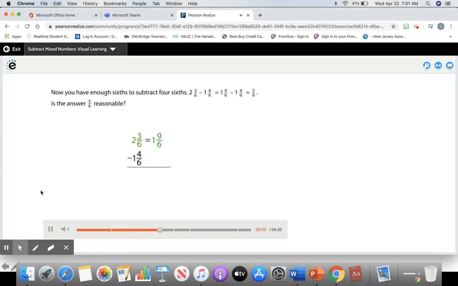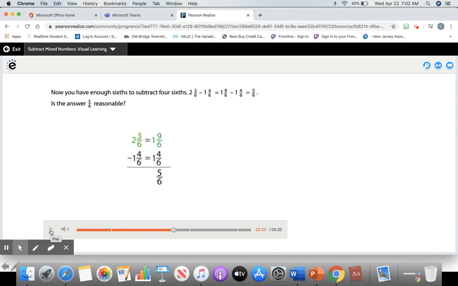Now you have enough sixths to subtract 4/6. 2 3/6 minus 1 4/6 equals 1 9/6 minus 1 4/6, and that equals 5/6. Is the answer 5/6 reasonable? Does that sound reasonable if you subtract? We don't have some crazy improper fraction as our result, so it sounds pretty reasonable to me.